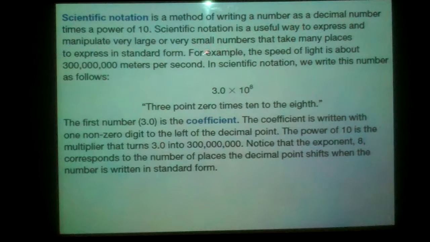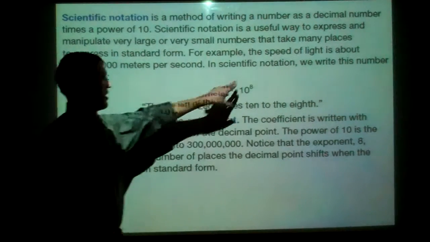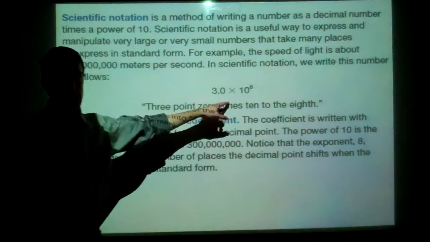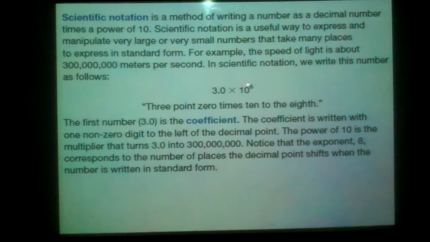Okay? So for example, the speed of light is about 300 million meters per second. So this would be the standard version of it. In scientific notation we write 3.0 times 10 to the 8th. So this number and this number are the same thing, except this one's a lot shorter to write, and this one's a little more drawn out in standard form. And obviously numbers get much bigger than this, so you can see where this would come in handy.